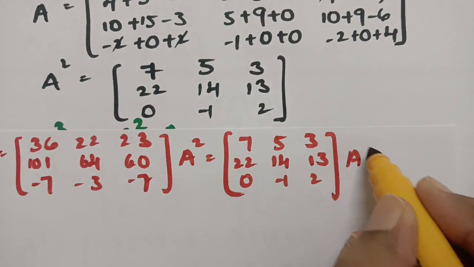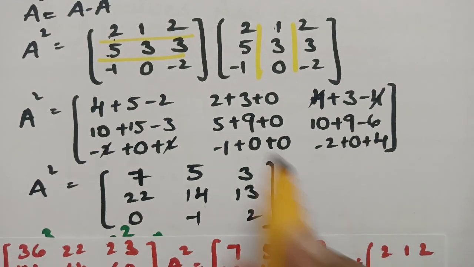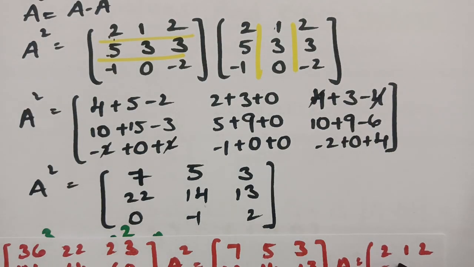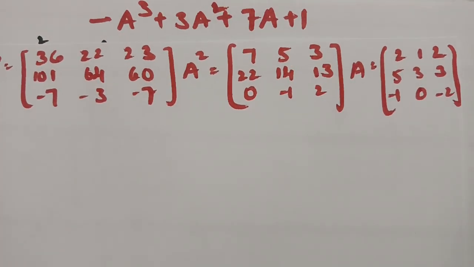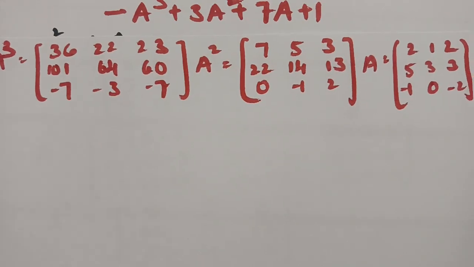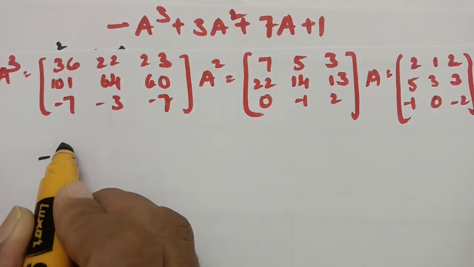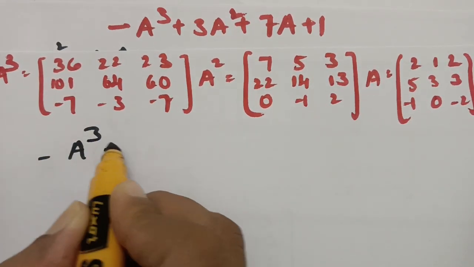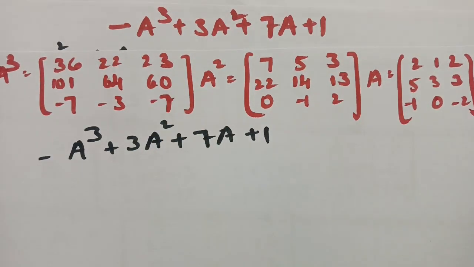And what is our a value? So a value is from the question, that is 2, 1, 2. Clear? This is 2, 1, 2. This is 5, 3, 3. This is minus 1, 0, minus 2. Now here we have to check whether the square matrix satisfies the characteristic equation or not. See here. So if I substitute in this equation, this is going to become minus a cube plus 3a square plus 7a plus 1.